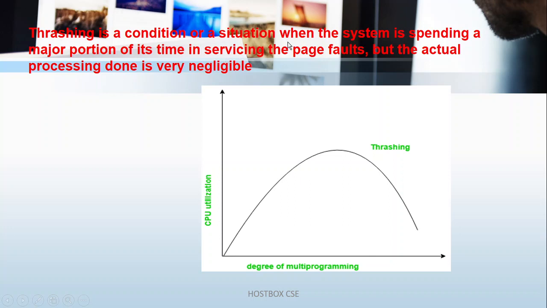Thrashing means you can say it's a condition or situation when the system is spending a major portion of its time in servicing the page fault, but the actual processing is very negligible. Or you can say whenever the CPU wants to access the instructions or data of a process, swapping happens between the main memory and the secondary memory. Main memory to the secondary memory, swapping happens. That is the concept of thrashing. Let's see it with an example.